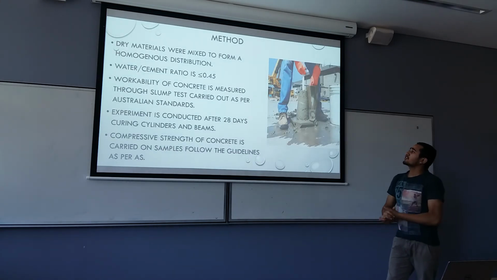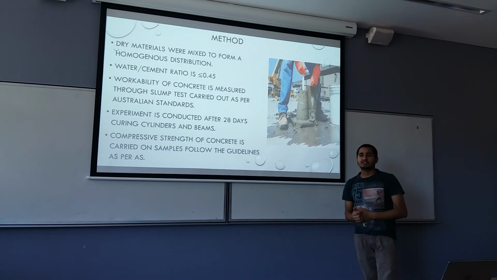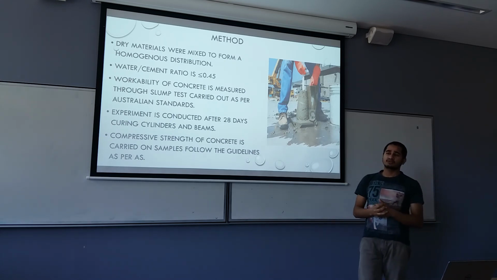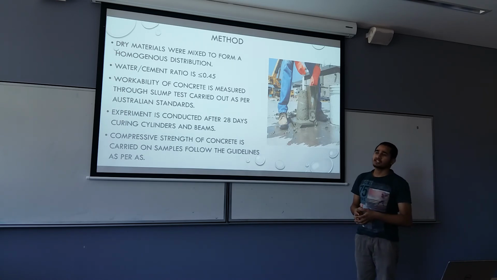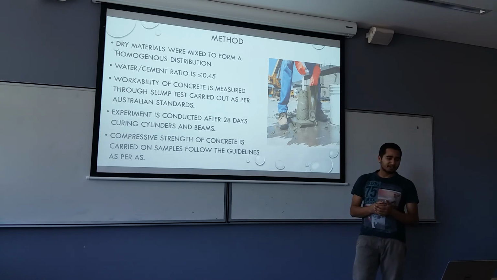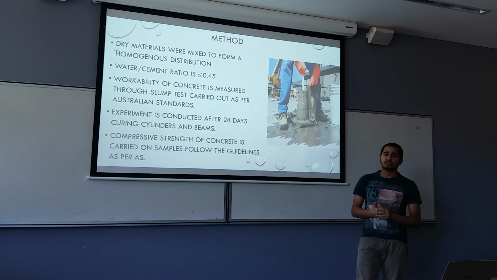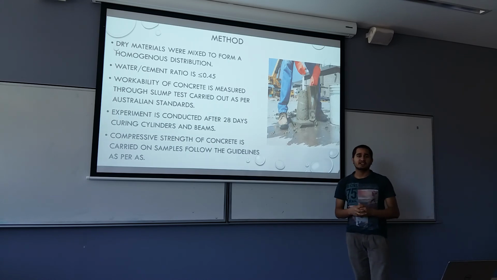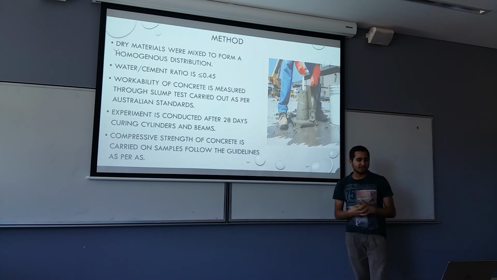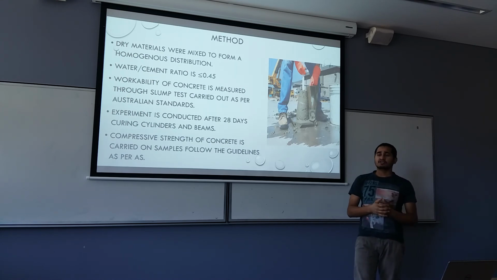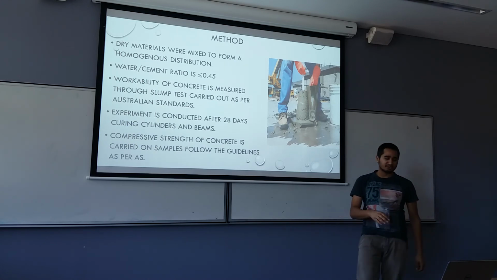Method. First of all, dry materials were mixed to form a homogeneous distribution. Water cement ratio was less than or equal to 0.45. Workability of concrete was tested by the slump test method as per Australian standard. The experiment was conducted after 28 days of curing of cylinders and beams. Compressive strength of the concrete was tested on the samples as per Australian standard.